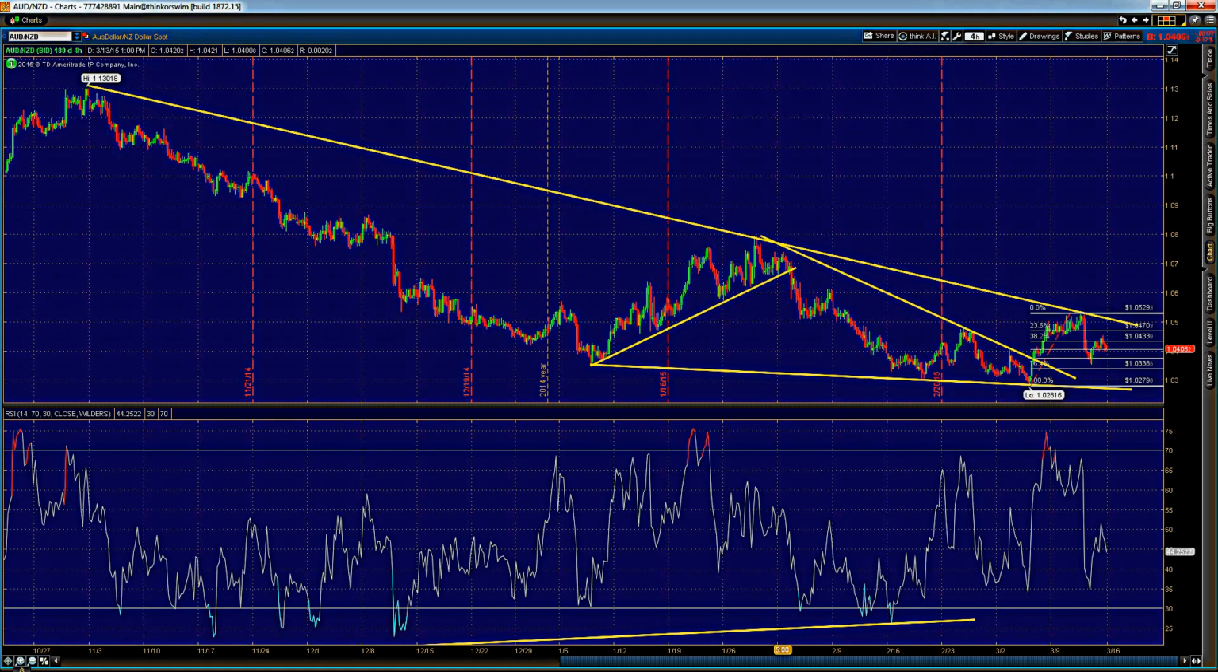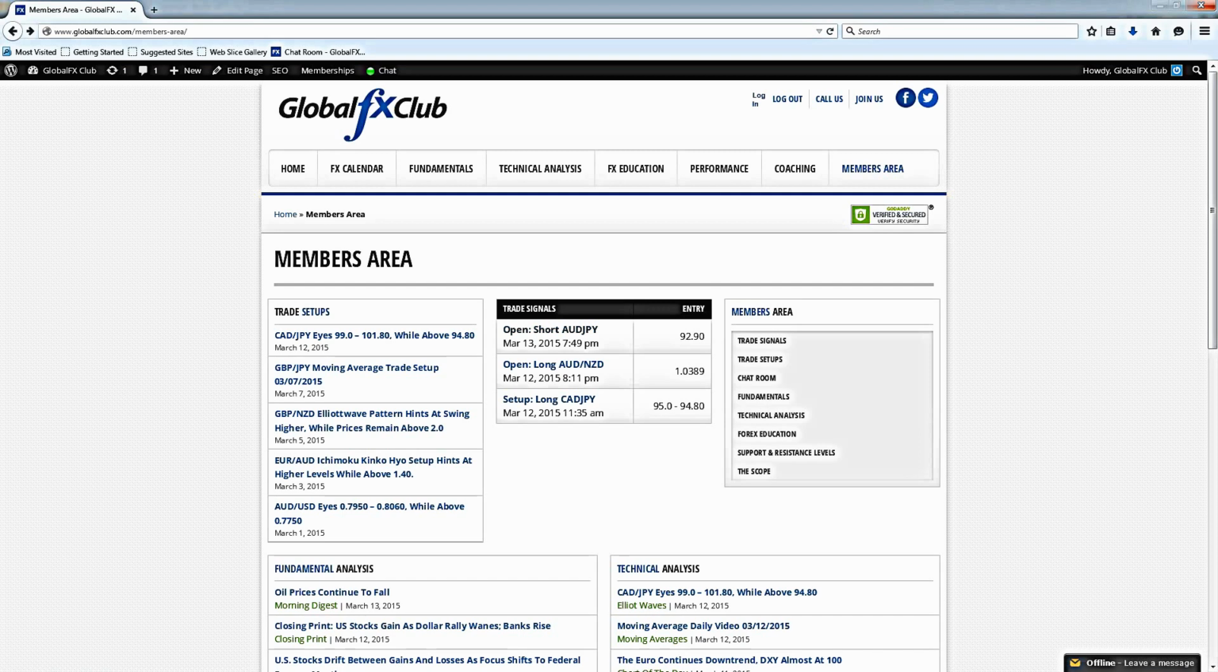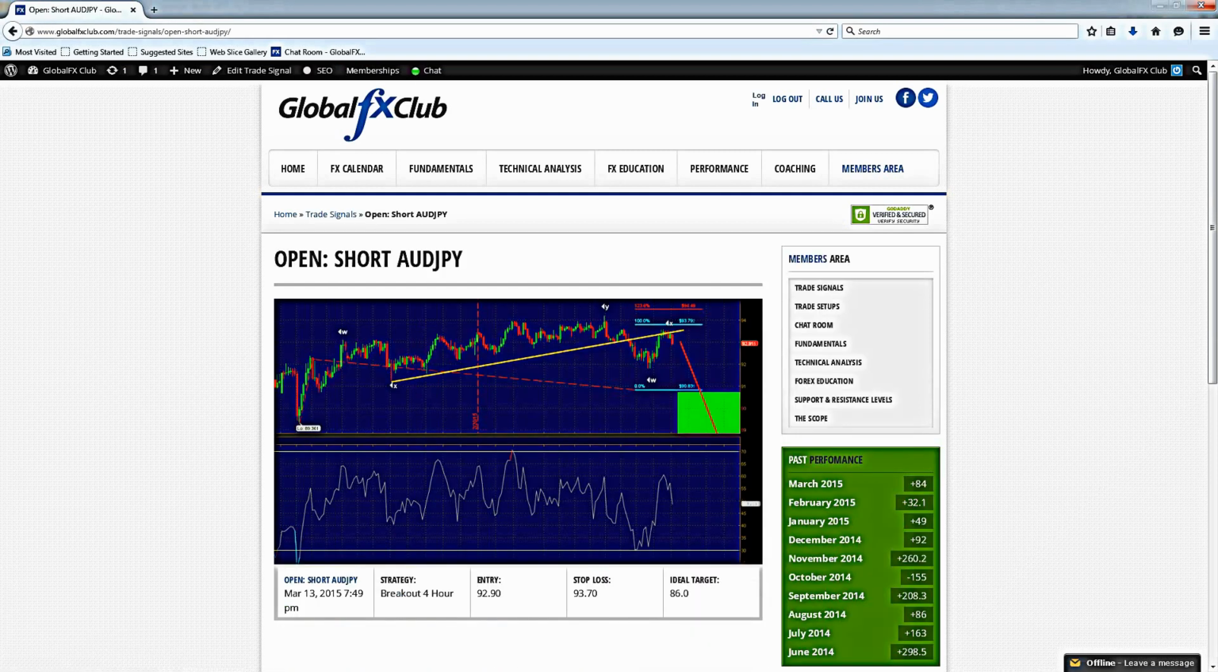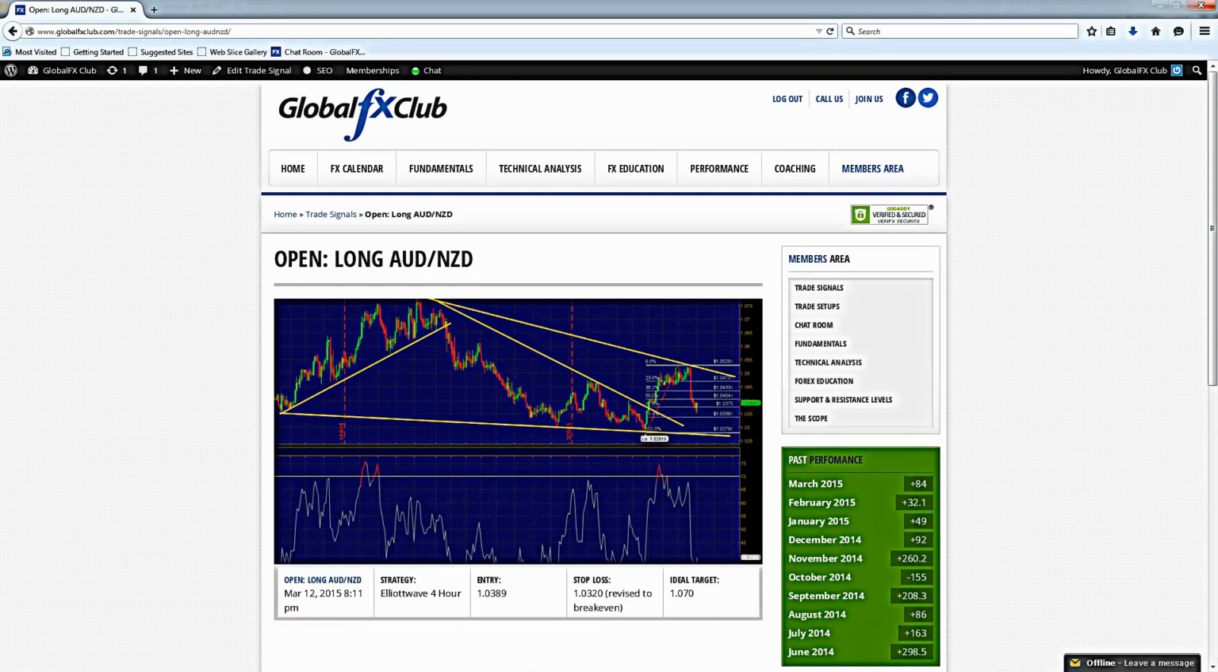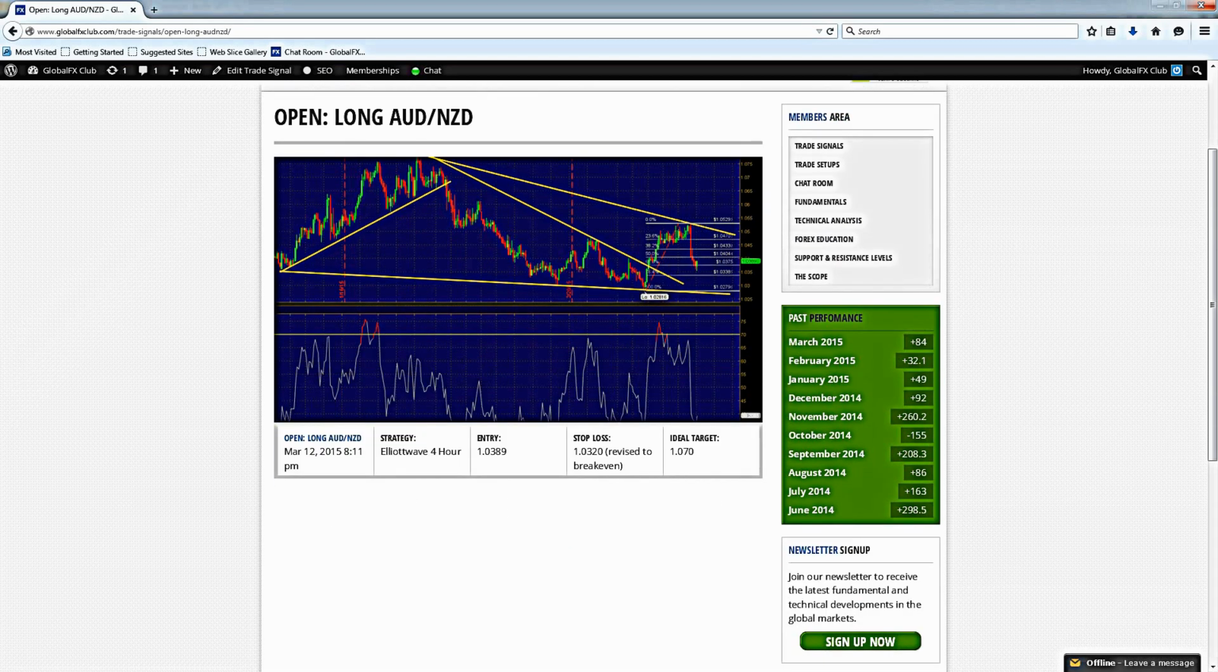Now, first we are looking at the Aussie Kiwi, okay? The Aussie Kiwi, we took this long, okay, let's pull it back. We took this long at 90, oh, that's the Aussie yen. Aussie Kiwi at 103.89, okay? And we got long the pair on the test of the 61.8% Fibonacci retracement, okay?